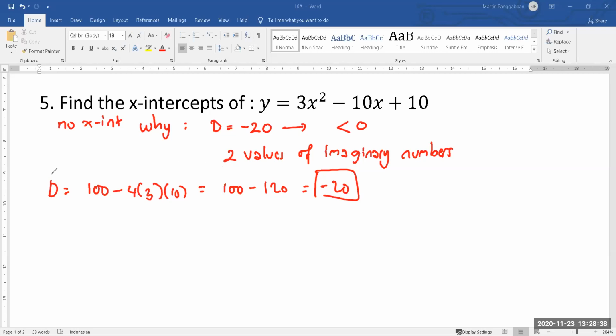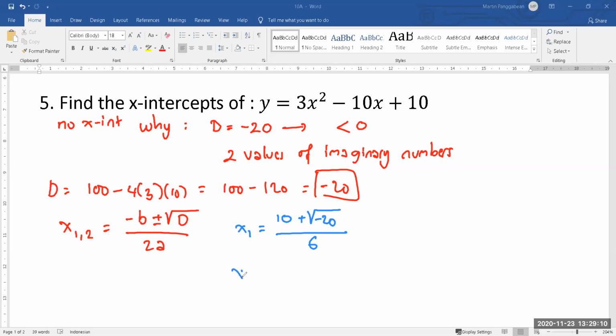So for now, I will just show you how to find the exact value. The exact value is simple, right? It's just by using the quadratic formula, of course. It is negative b plus or minus square root of D over 2a, right? So in the end, x1 will be equal to 10 plus square root of negative 20 over 6. x2 will be 10 minus square root of negative 20 over 6. So that's the exact value.